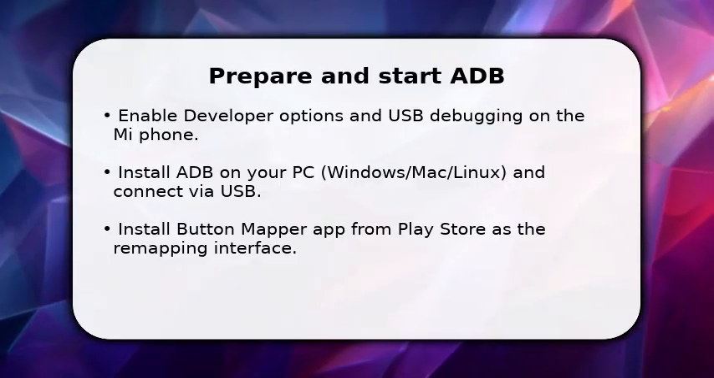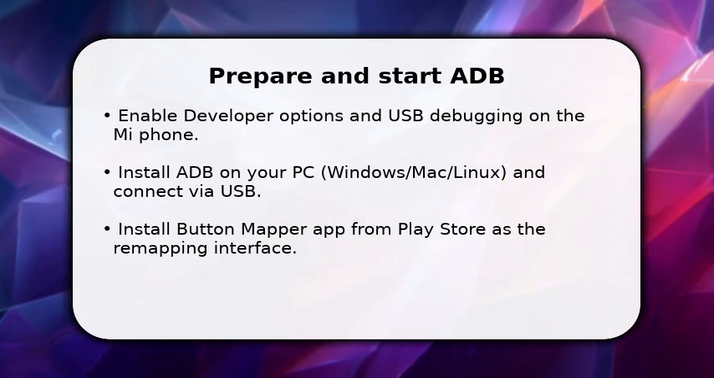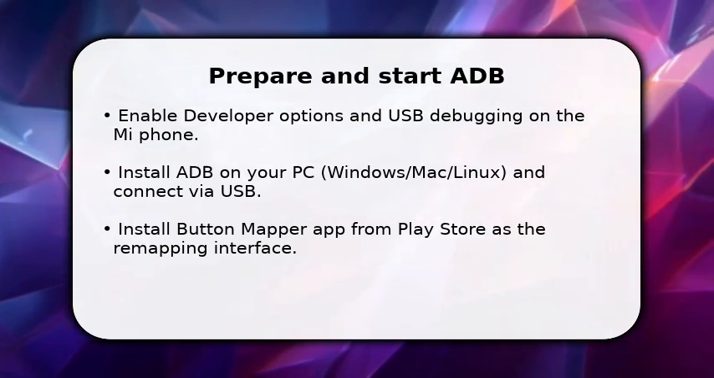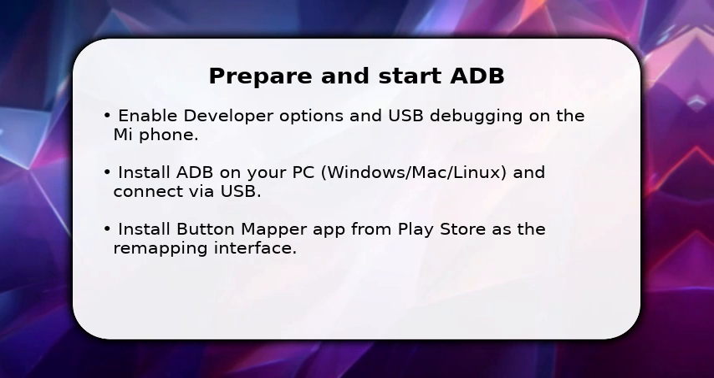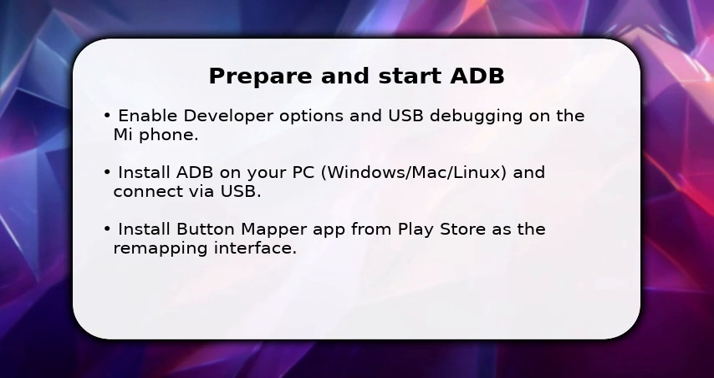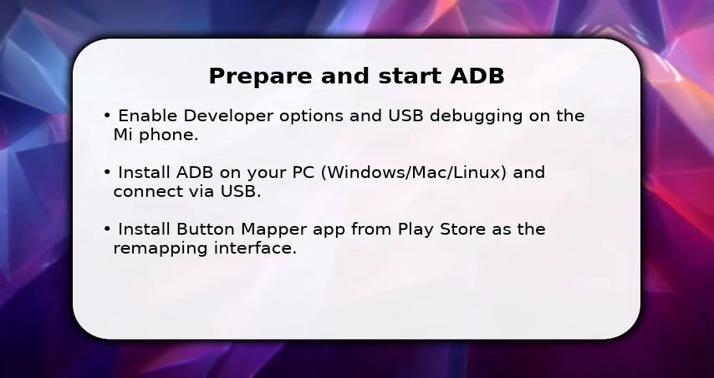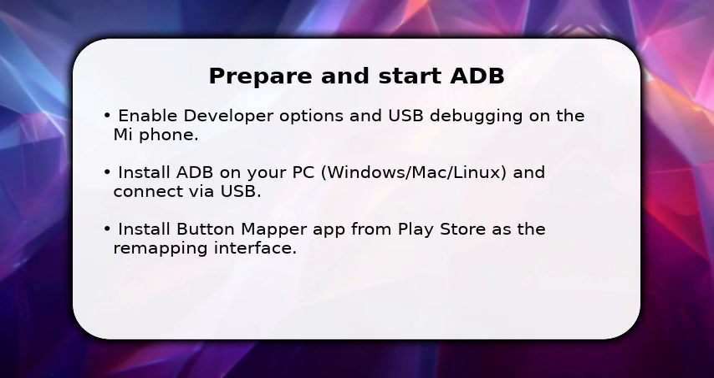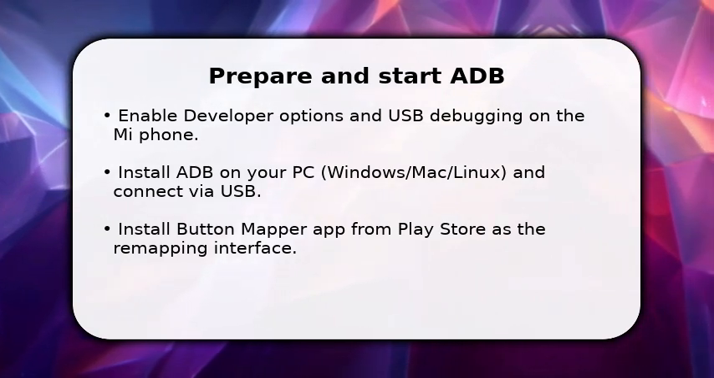You start by preparing the phone and PC. Enable developer options and USB debugging on the device, then connect it to your computer with a USB cable. Once done, install ADB tools on your PC and the Button Mapper app on the phone. Button Mapper is the interface you will configure.